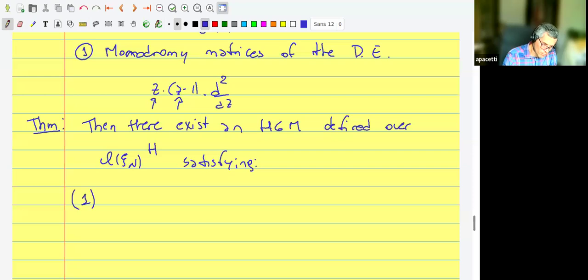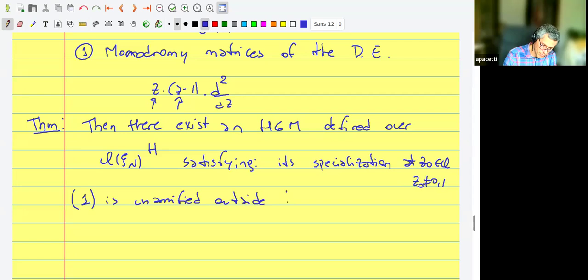So the first condition: I'm just going to talk about its specialization at a point z naught in Q, which is not 0 or 1, is unramified outside the sets. I'm going to define a set of bad primes, which I'm going to call tamely wild, which are just the primes dividing n.